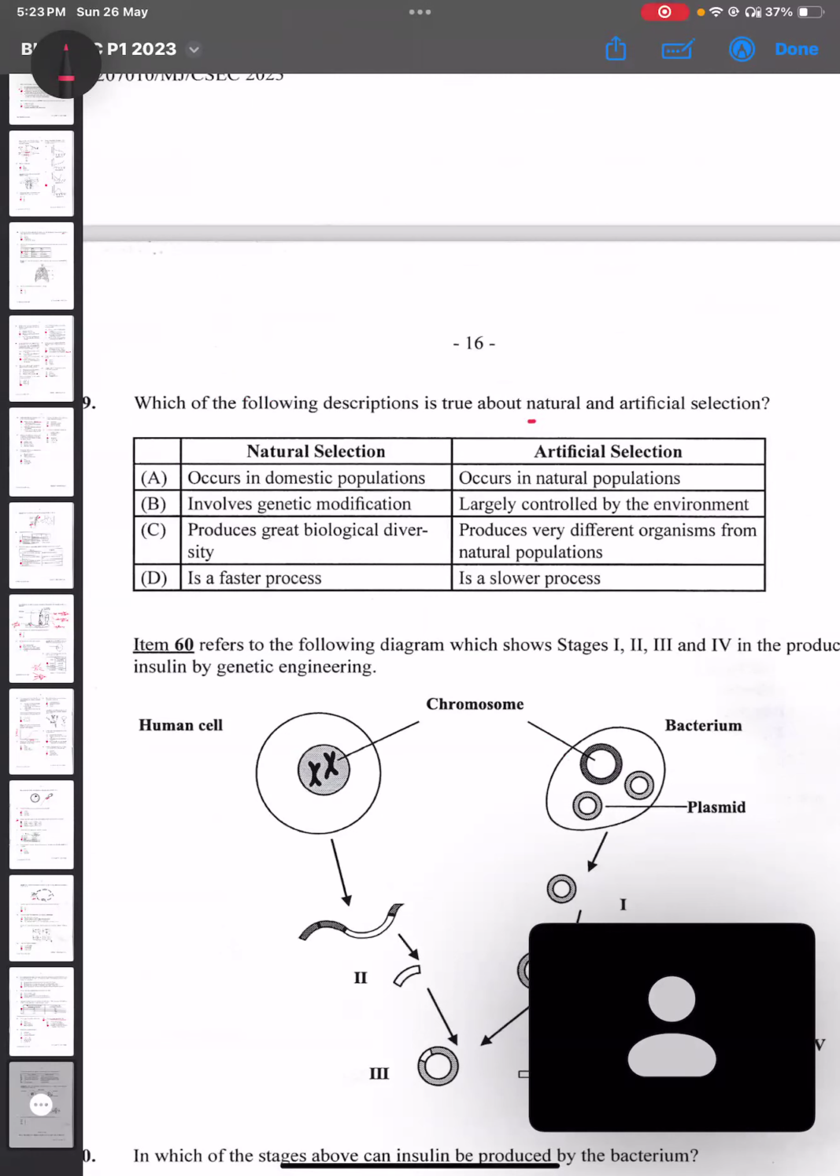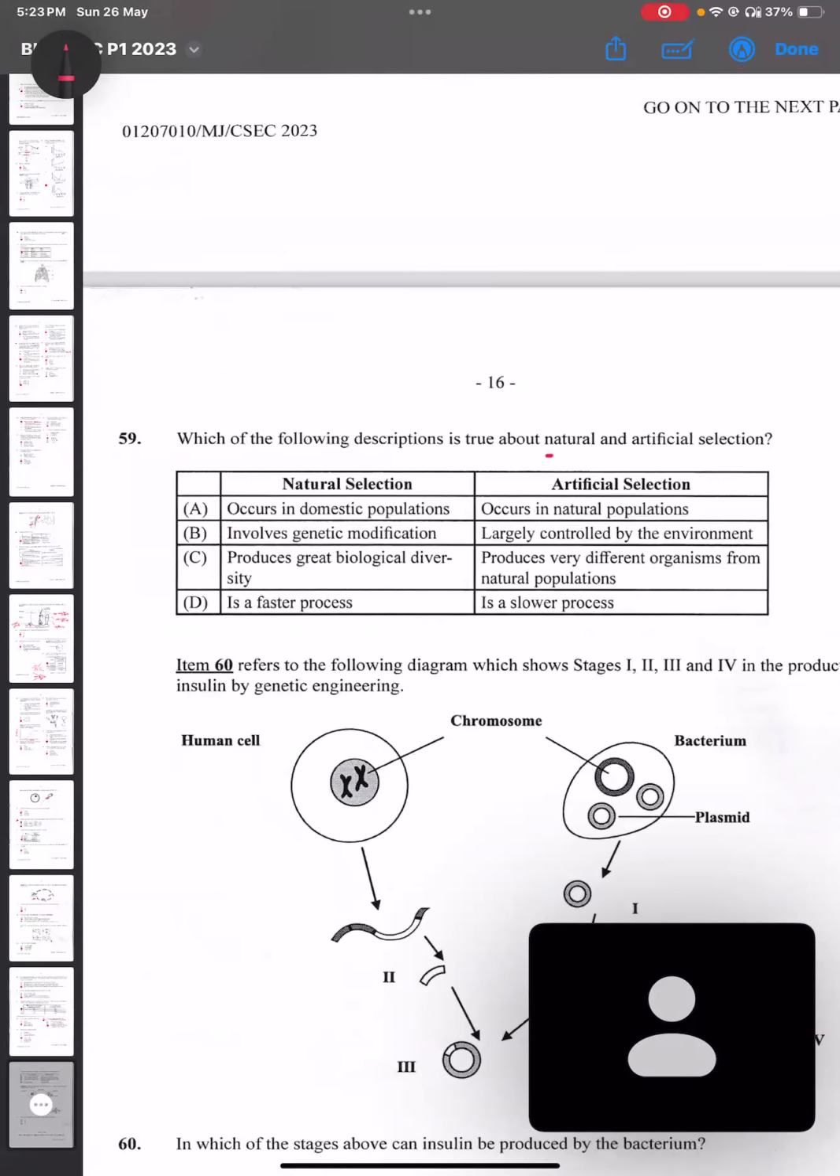So for 59, natural selection, we know that occurs naturally. And artificial selection is when you go in and you pick the organisms that you want to reproduce and you allow them to reproduce to get specific traits. So it is asking you what you're comparing them to see what is true about the descriptions.